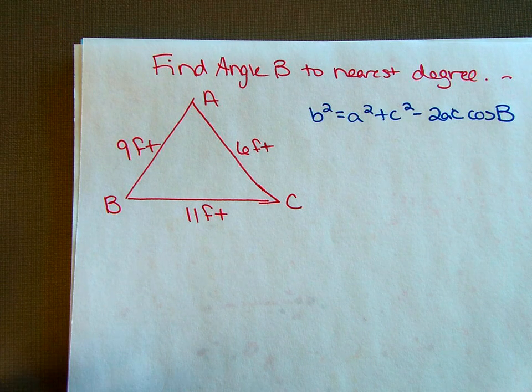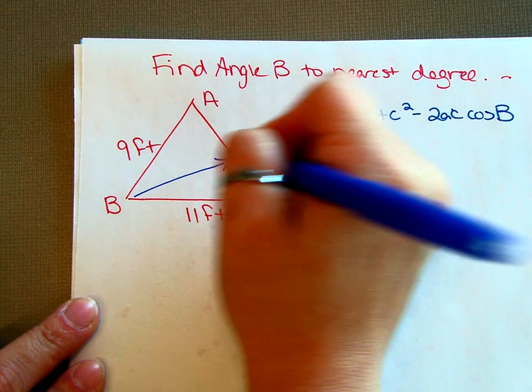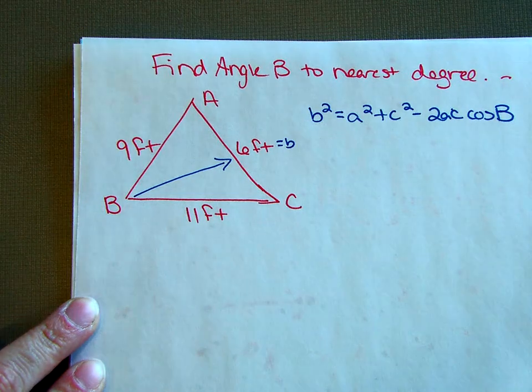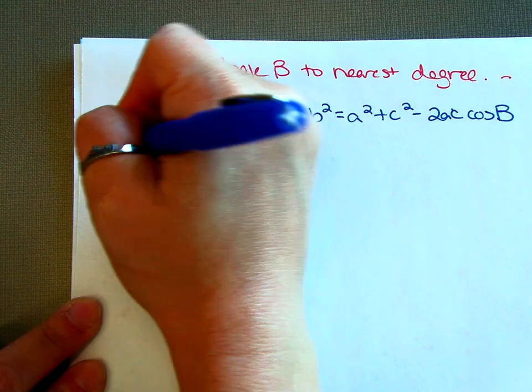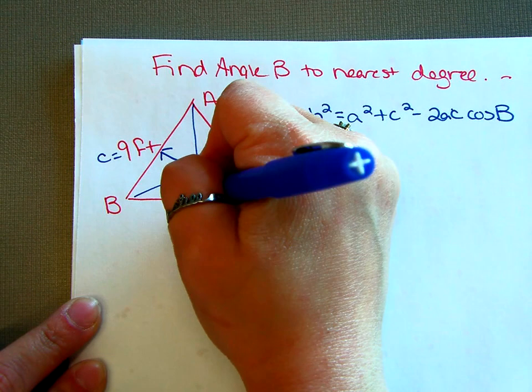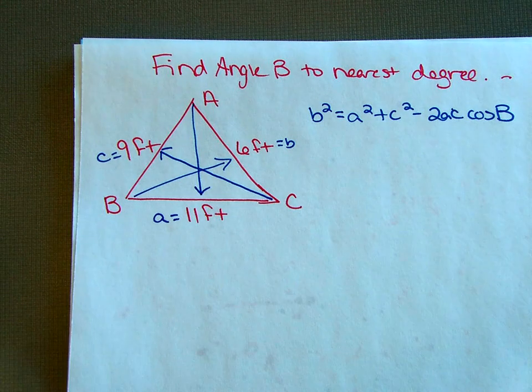Now, how do you know which side is which? Because it's going to make a difference because we have B squared over on the left. So how do we know which of these is side A, side B, and side C? That's exactly right. You're going to be opposite your different angles. So side B is opposite of B, side C is opposite of C, and side A is opposite of A. Then it just becomes a plug and chug problem.